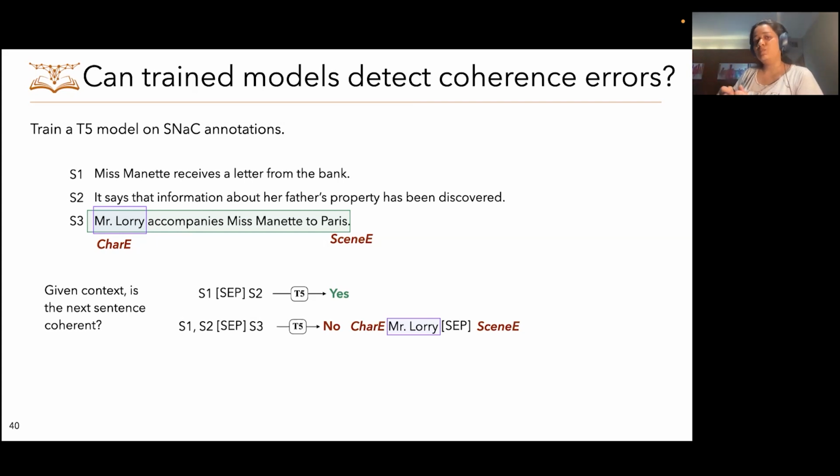errors is so that we can have a metric that can automatically compare models. Right? So in this example, given S1, the model should predict that S2 is coherent, and given S1 and S2, it should predict that it's not coherent, plus also generate what's not coherent.